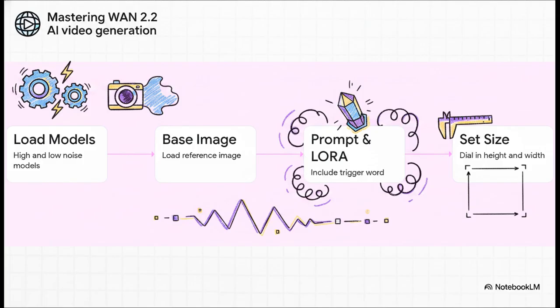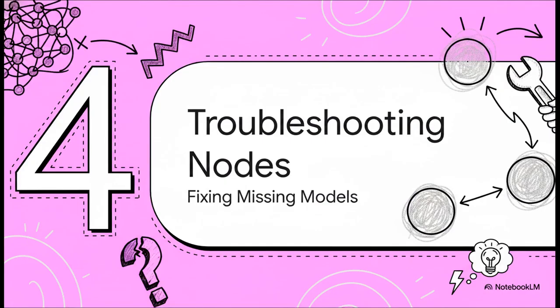And this is vital. If you're using a custom LoRA to stylize the video, you absolutely must include that LoRA's specific trigger word right in your text prompt, otherwise the AI is just going to ignore it entirely. And finally, step 4, dial in your height and width based on those testing parameters we just talked about, and hit run.